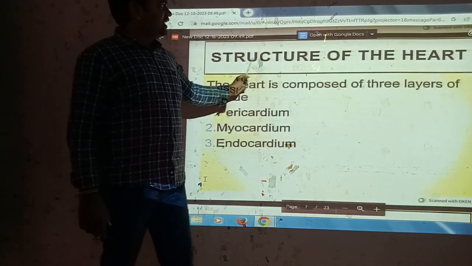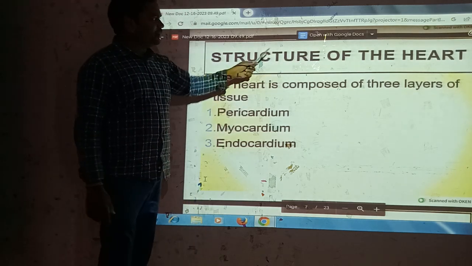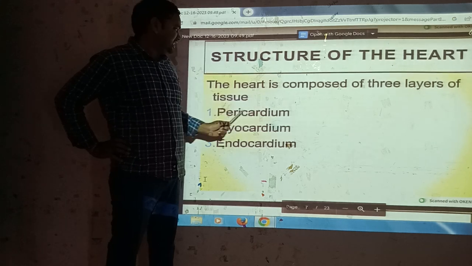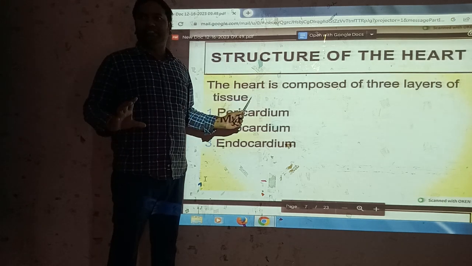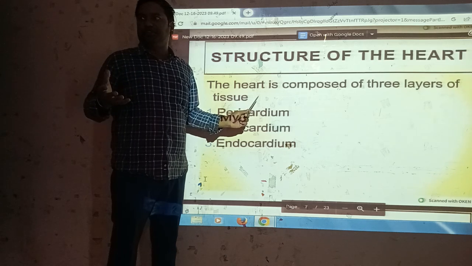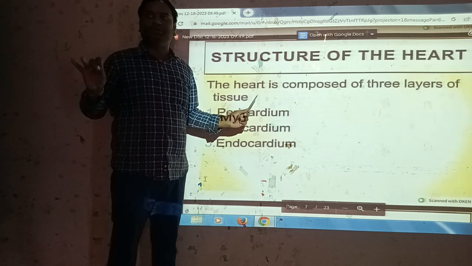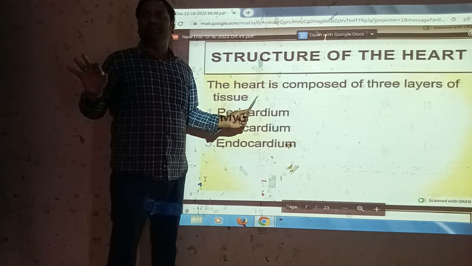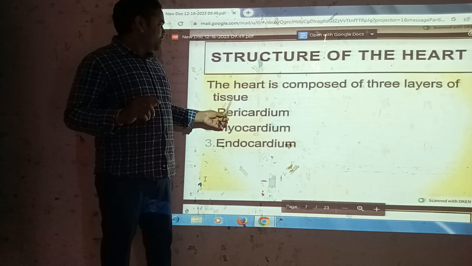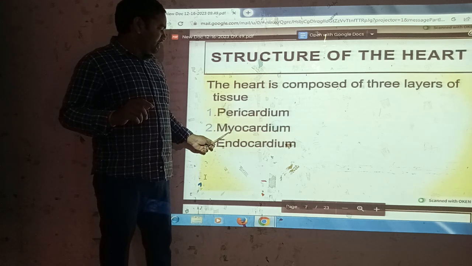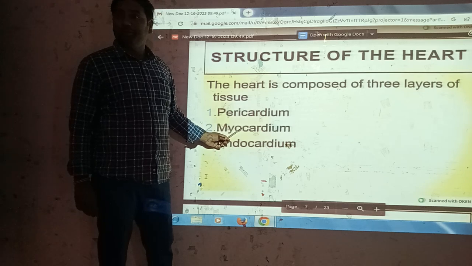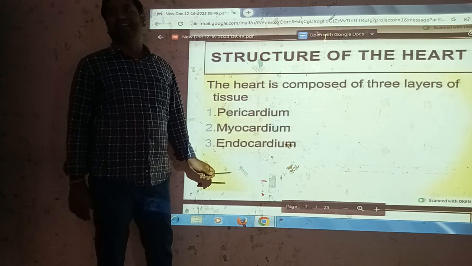Next one, structure of the heart. Main important, three parts. The heart is composed of three layers of tissue. Actually, blood is a connective tissue. Epithelial tissue, connective tissue, muscular tissue, and nerve tissue. Okay, pericardium, myocardium, endocardium. Pericardium, outer layer. Myocardium, middle layer. Endocardium, inner layer.